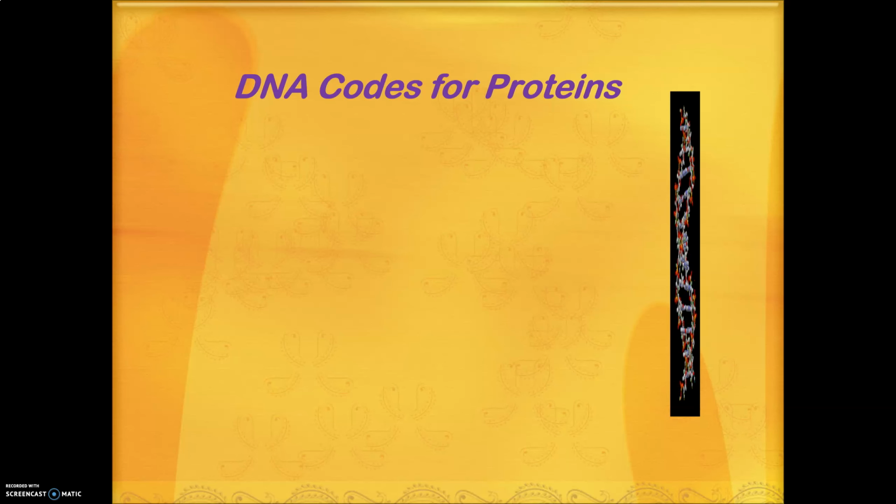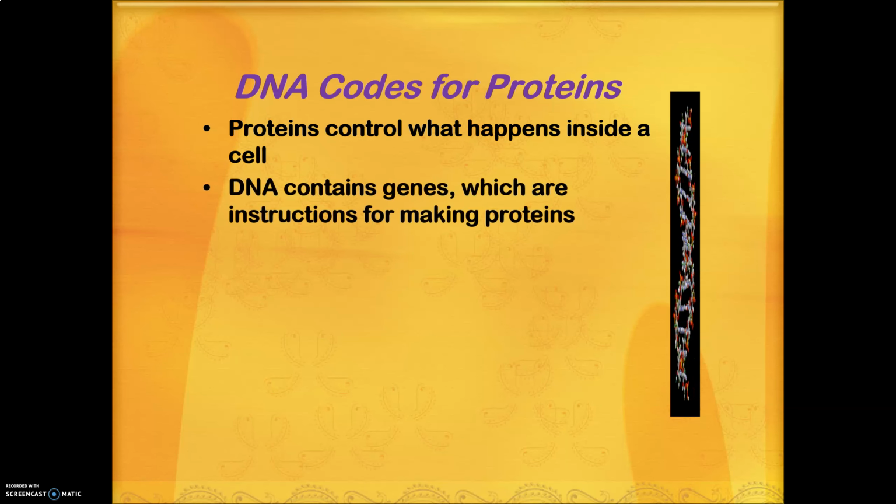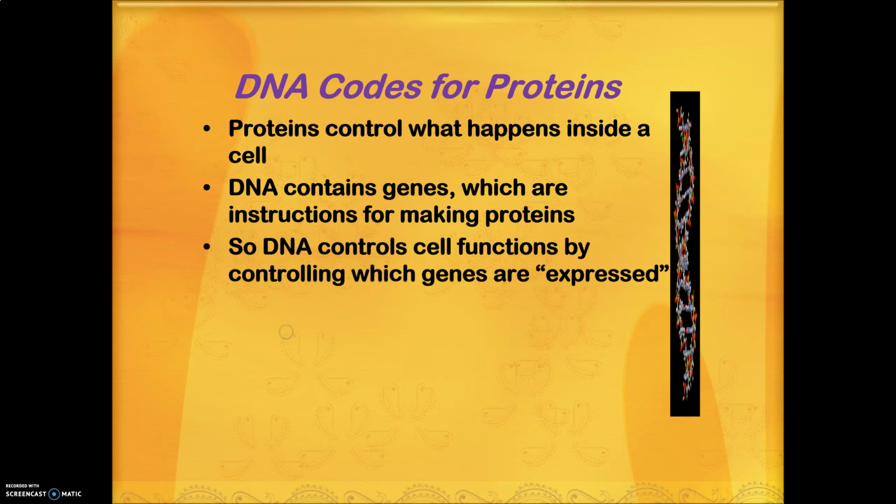Okay, so just as a review, remember DNA codes for proteins. Those proteins control what happens inside a cell. Your DNA contains genes, which are the instructions for making those proteins. It's like a cookbook. Okay, so DNA controls which cell functions, right? It's kidney cells, liver cells, skin cells, brain cells. They all do different things by controlling which genes get turned on and turned off.